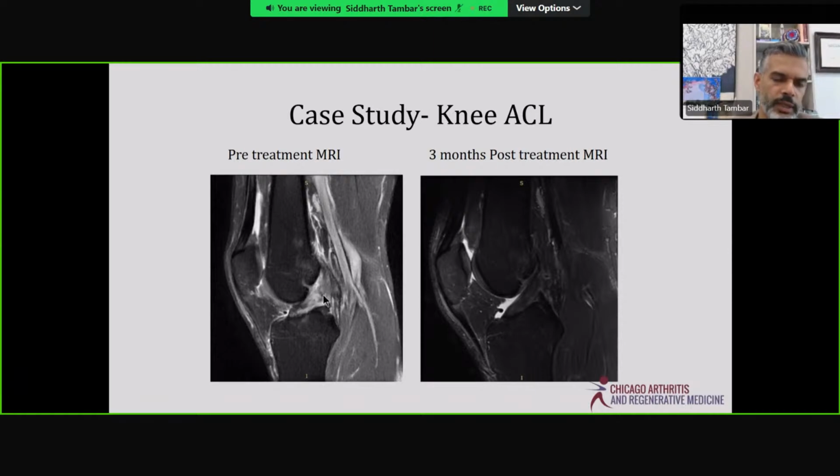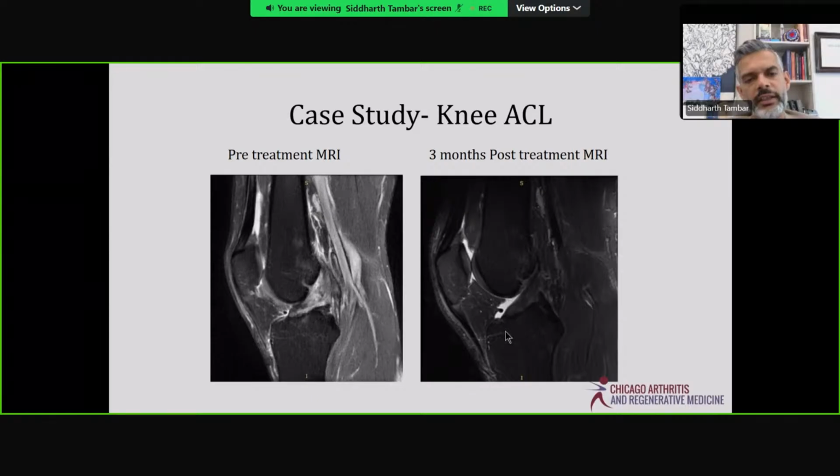You don't really make it out as well. It's been read out as a complex partial tear or possible full tear of the ligament. It's not that the ligament is fully pulled apart. There's still a little bit of room here to treat. So this is 3 months later after his treatment.